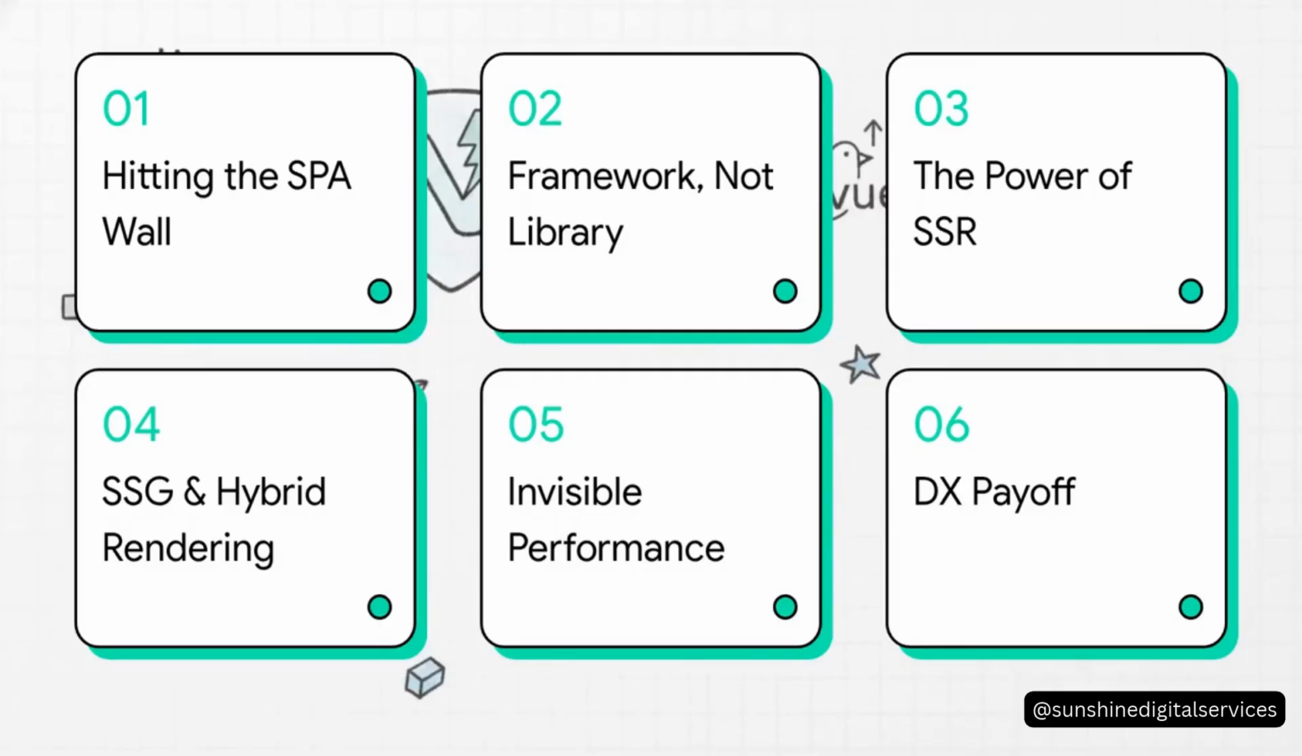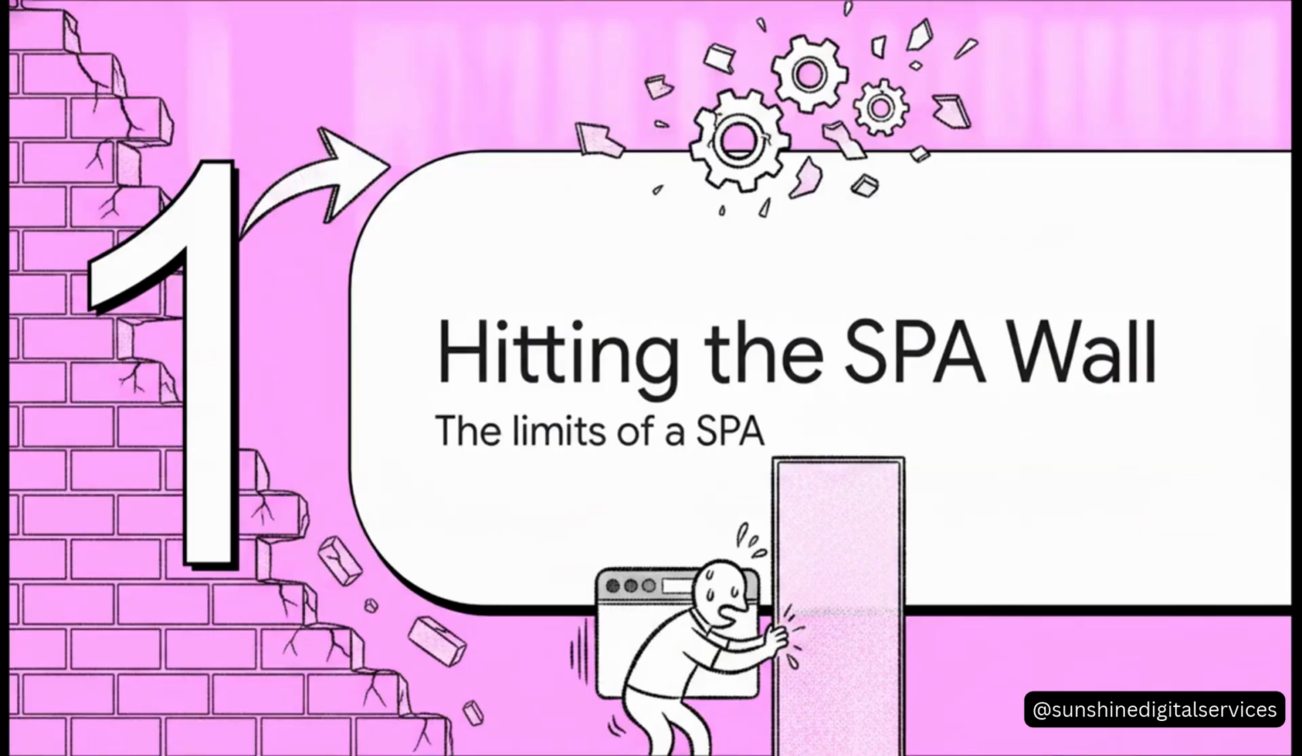Here is our agenda for today, to see how Nuxt solves these pains. We've got 1. Hitting the SPA wall. 2. Framework, not just library. 3. The power of SSR. 4. SSG and hybrid rendering. 5. The invisible performance wins. And 6. The developer experience payoff. Let's get right into it. Section 1. Hitting the SPA wall.